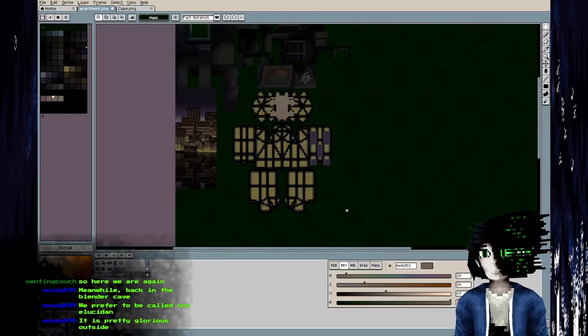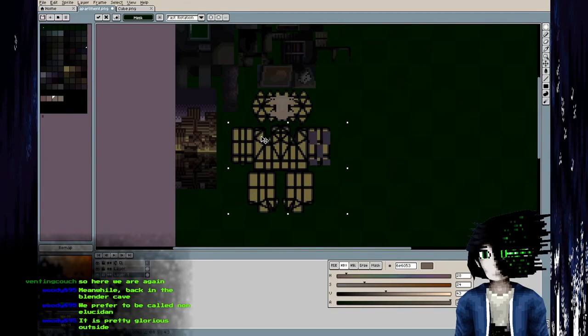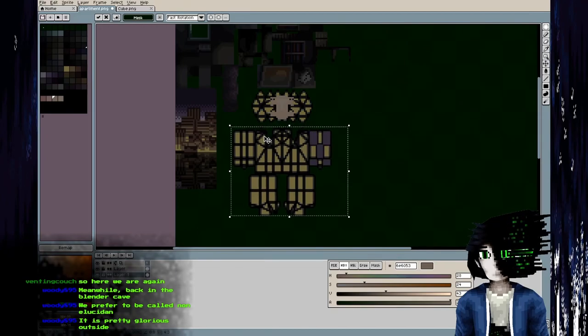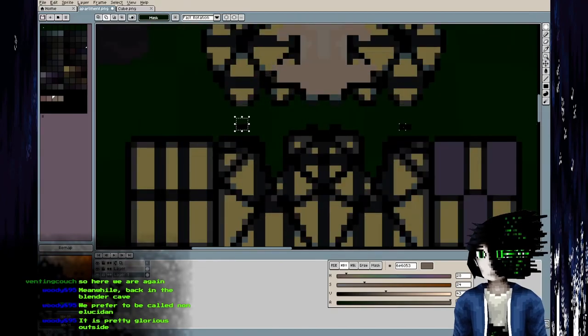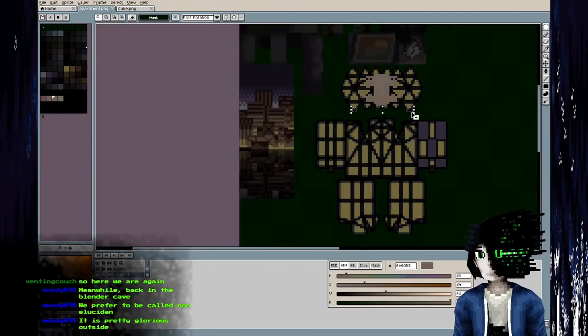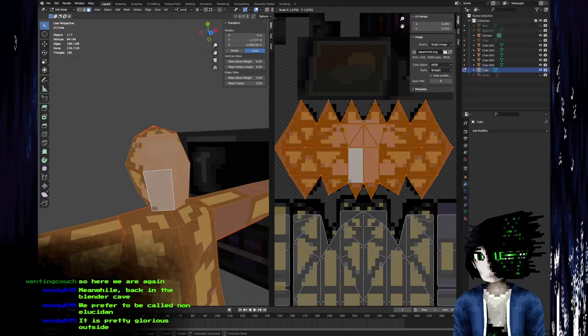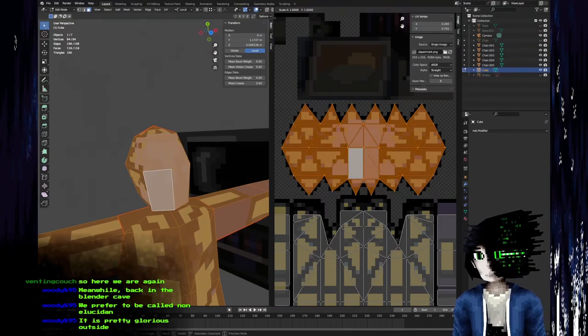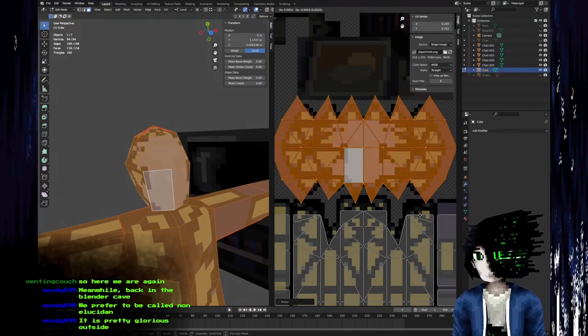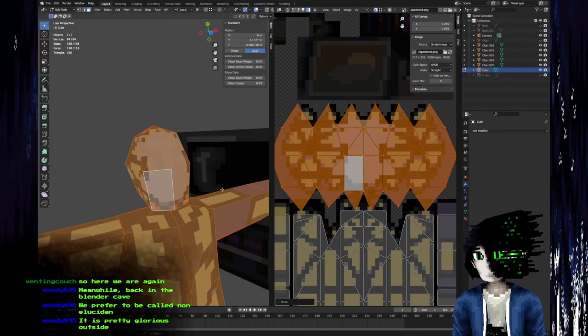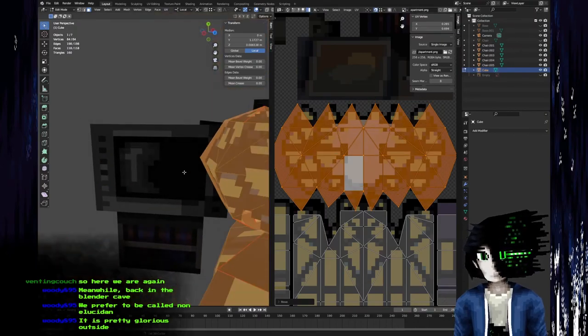2, 3, and then grab the body islands. Oops, I've accidentally grabbed the bottom of the face. Scale it up very, very slightly. And then the snapping to pixels is going to make things a bit hairy here because we're going to have a lot of new distortion introduced.